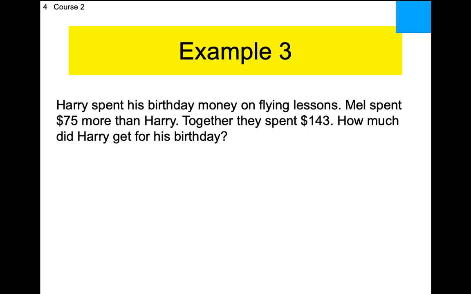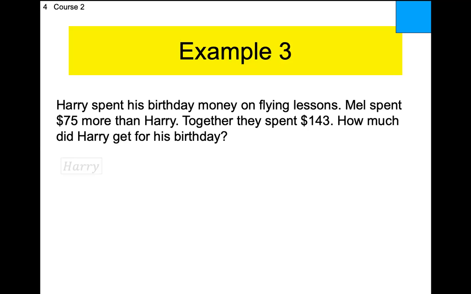So what's the first thing that happens here? Well, where did he get the money from? So what's the first thing that happened? He got money for his birthday. Do we know how much? So guess what our first variable is going to be? X, and X is going to represent how much he got.